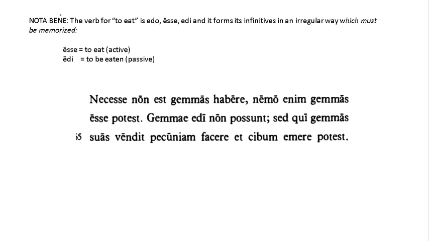If you take a look right here, you can see nemo enim, starting right here, nemo enim gemmas esse potest, for no one is able to eat gems. Gemmae edi non possunt, gems are not able to be eaten. Note right here, you have gemmas as your direct object in the accusative case. In order for that sentence to become passive, the recipient of the action has to become nominative, and that becomes your subject. Hopefully that's all clear. If it's not, let me know in class.